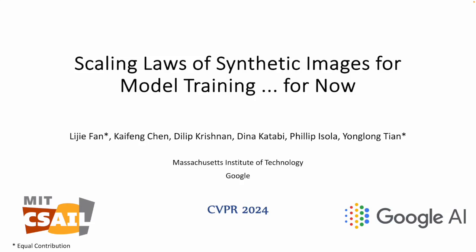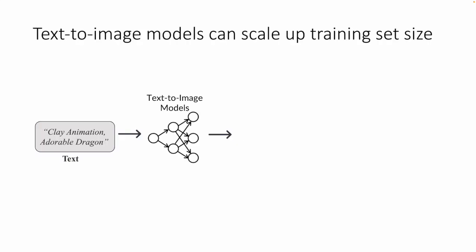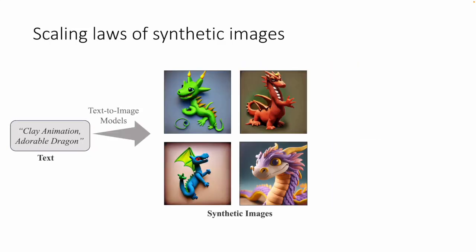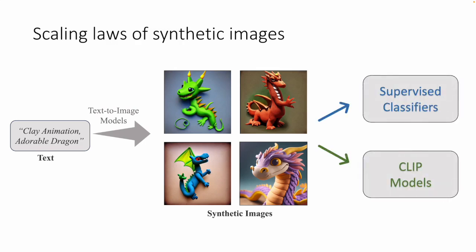Training for now. Recent significant advances in text-to-image models unlock the possibility of training vision systems using synthetic images. It is unclear, however, how these models behave at scale, as more synthetic data is added to the training set. In this paper, we study the scaling laws of synthetic images generated by text-to-image models for the training of supervised models, for both image classifiers with label supervision and CLIP models with language supervision.